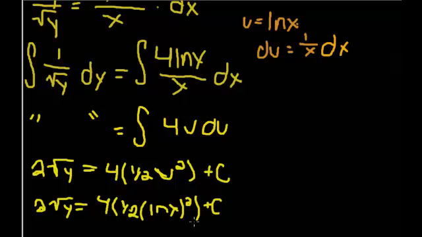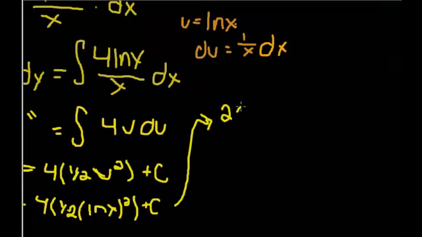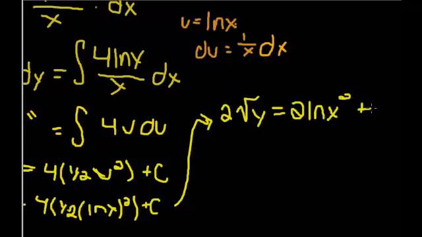And now all you do is you simplify the equation. So we're just going to go over here. So you still have 2 root y is equal to 2 ln of x squared plus c. And that right there is just this simplified right here.